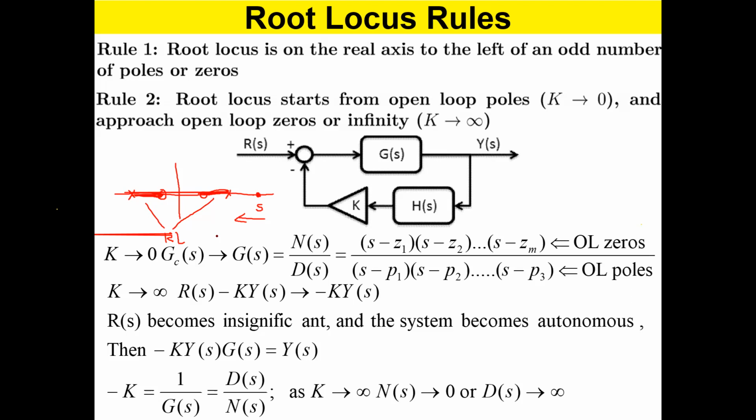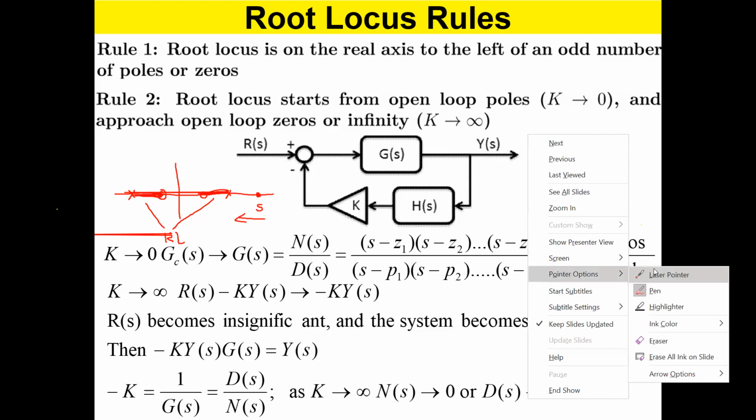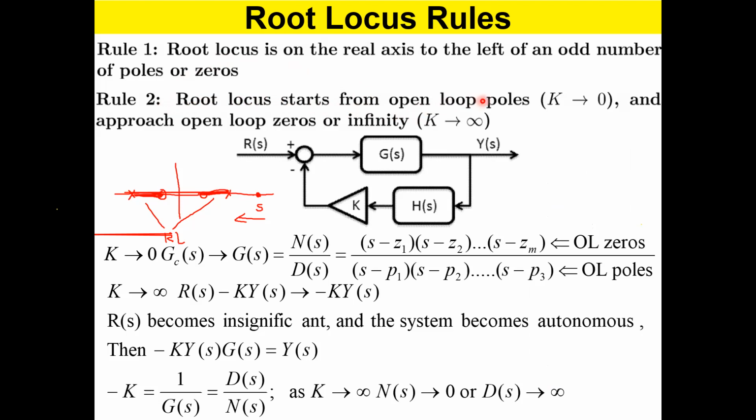So let's look at rule 2. Root locus starts from open loop poles and approach open loop zeros or infinity as k goes to infinity. So k is the feedback gain. As you know, when the gain is 0, there is no closed loop plant. There is no closed loop plant when k is 0. What you have is only G(s), open loop.